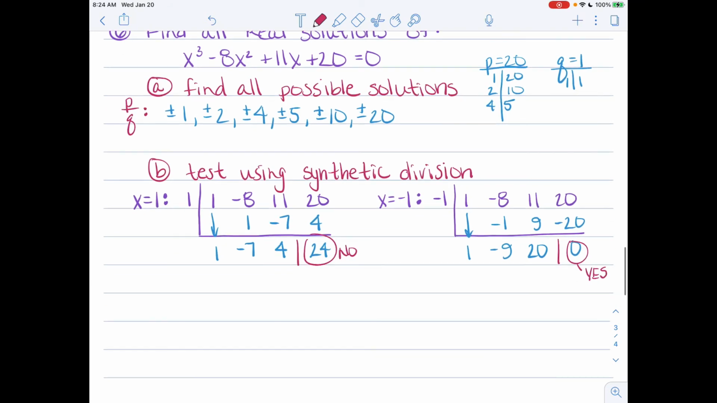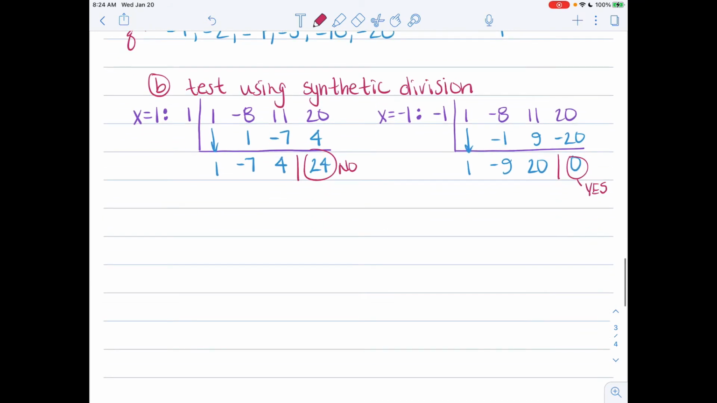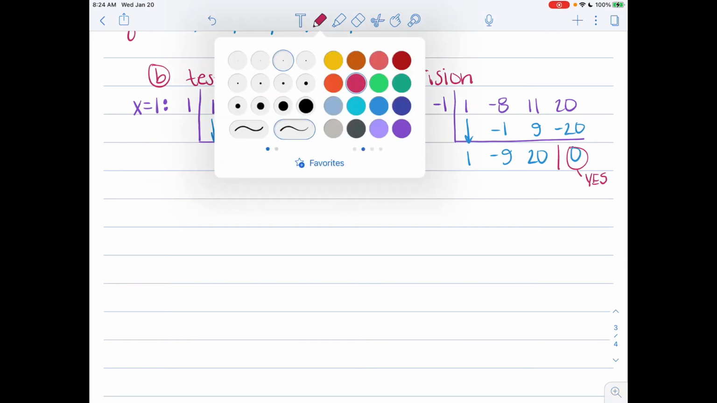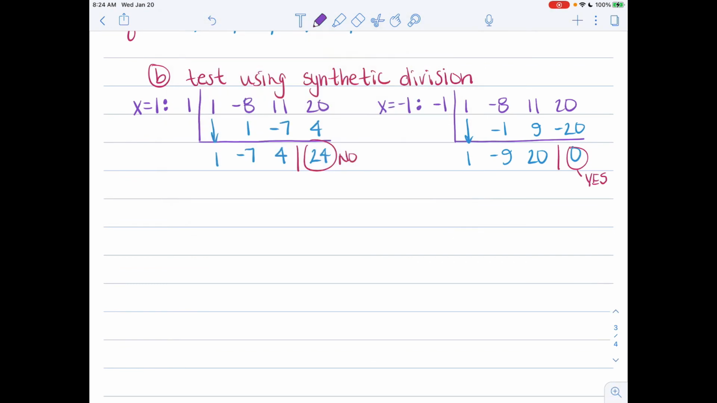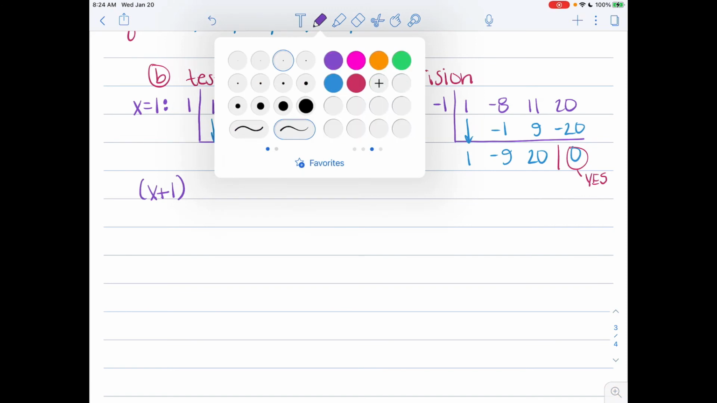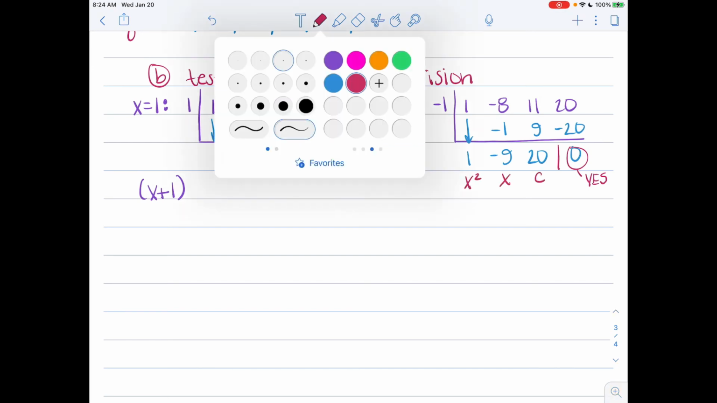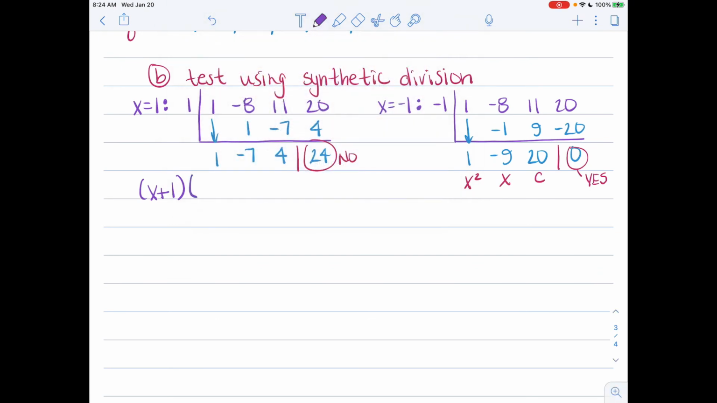That means that negative 1 is going to be one of our solutions, or that x plus 1 is a factor. So let's use that fact that we know x plus 1 has to be a factor, and the rest of our polynomial, what we have left, is this right here. So let's go ahead and label everything. We know that our remainder is 0, constant, x, and x squared. So the rest of my polynomial, what I have left after I pull out x plus 1, is x squared minus 9x plus 20. And remember that all of this is equal to 0.